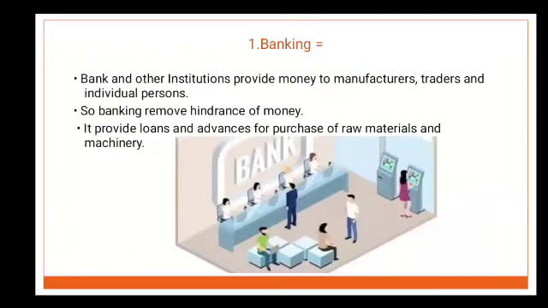First, banking. Banks and other institutions provide money to manufacturers, traders, and individual persons. So banking removes the hindrance of money. The banking system provides the following services to its customers. In that, first, it provides loans and advances for purchase of raw materials and machinery.